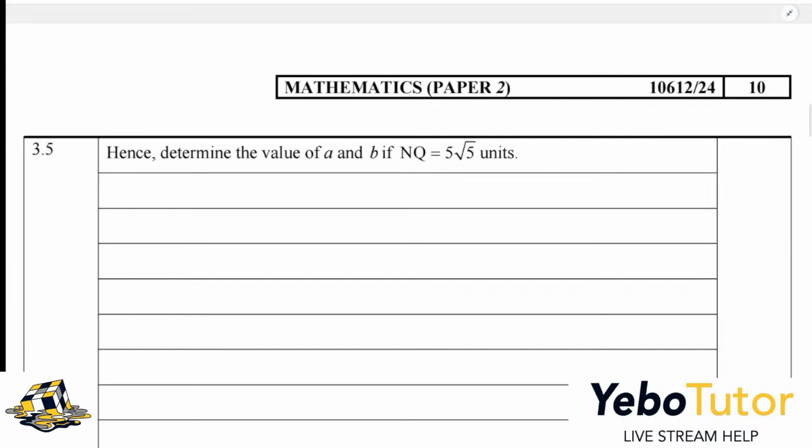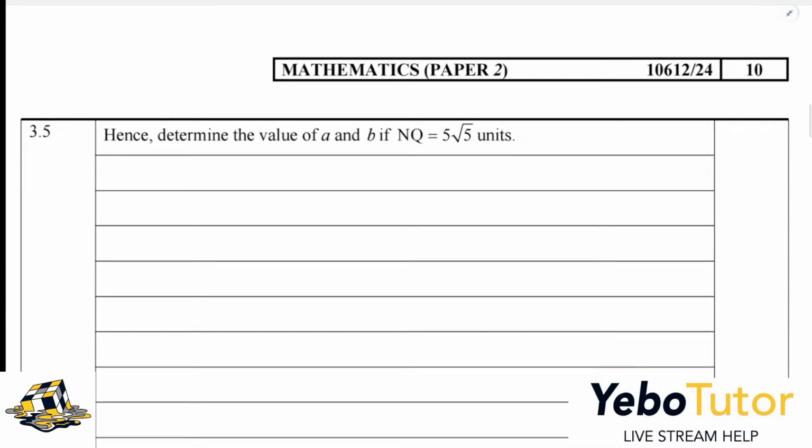Now 3.5, hence determine the values of a and b if NQ is equal to 5 root 5 units. Okay, guys, if you still remember, we know how to find the distance.